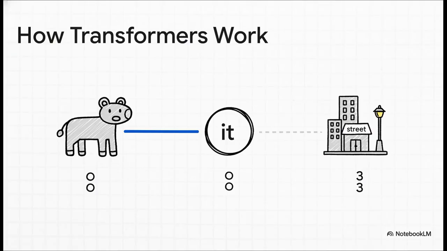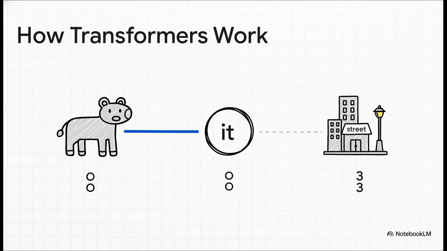So, how does it pull this off? Well, self-attention lets every single word look at every other word in the sentence to figure out which ones are most important for its own context. So in a sentence like, "The animal didn't cross the street because it was too tired," attention is what helps the model know that "it" refers to the animal and not the street.